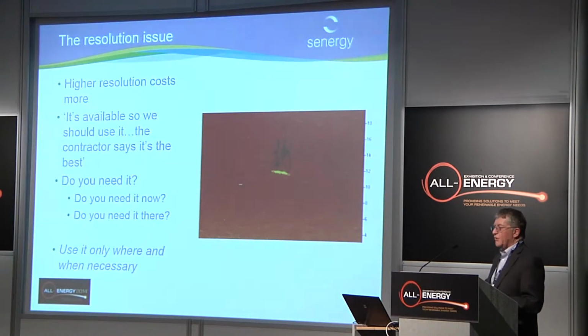Now, resolution costs money. If you want to get high-resolution data, you have to use short-range systems, which means you have to do lots of survey lines. And here we can see a nice picture from a very high-resolution side-scan sonar of a bicycle standing on a seabed, and you can see the acoustic shadow of that bicycle, hopefully even at the back, quite clearly.